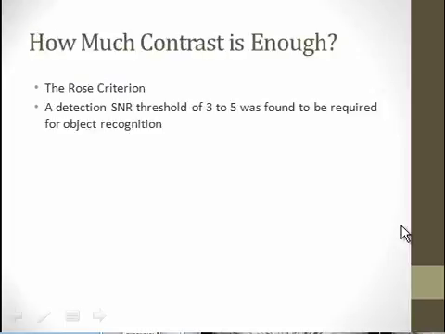So you may wonder then, how much contrast is enough? How much contrast do we need between two tissues in order for the human eye to be able to tell one tissue from the next? And it turns out back, I believe it was in 1948, a person, I don't remember his first name, but his last name was Rose, came up with, of course, the Rose criterion, which says that a detection SNR threshold of about 3 to 5 was found to be required for object recognition.